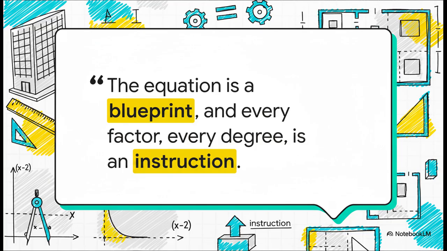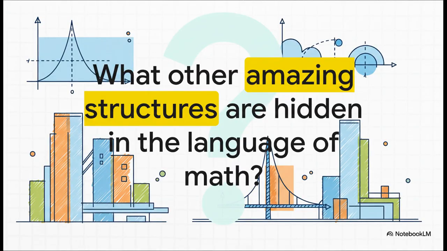It's that the equation was never just a jumble of letters and numbers. It was a blueprint all along, a detailed set of instructions. Every single factor, every single degree, it was all telling us exactly how to build this thing, from the ground up. It really makes you think, doesn't it? If a simple-looking fraction can hide a blueprint for a structure this intricate and, well, this cool, just imagine what other incredible designs are waiting to be found, hidden deep inside the language of math.